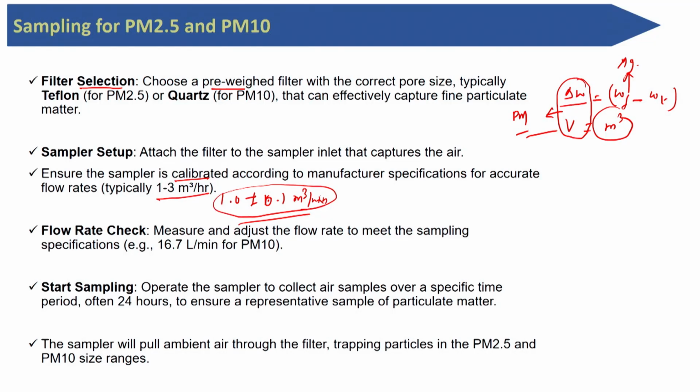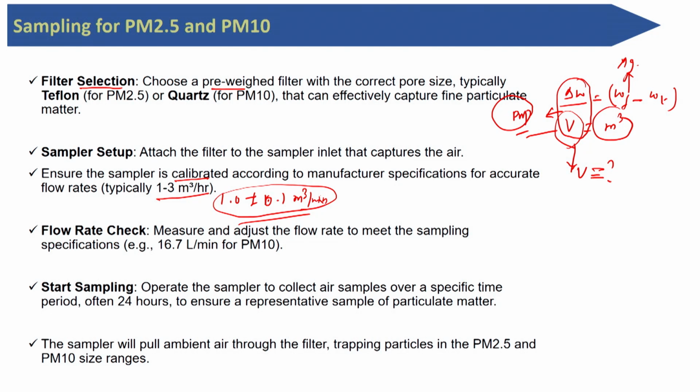For the flow rate check, it is very important that you measure and record the flow rate to meet the sampling specification. If your flow rate is fluctuating, then you will not get correct PM data. In that case V will be fluctuating and V is not correct, so your data is going to be wrong.